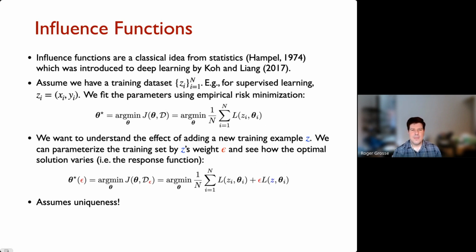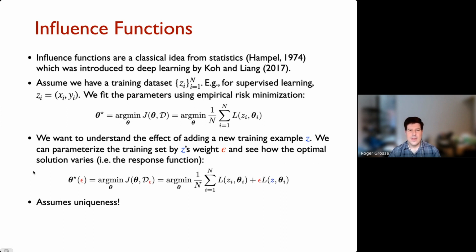And so influence functions approximate this with an infinitesimal. Right? So you parameterize the training set according to epsilon, which is the weight of that training example, and you see how the optimal solution varies as you change epsilon. And so as you vary epsilon, you get a function that's called the response function. It says, how do the optimal parameters theta star vary as a function of epsilon?